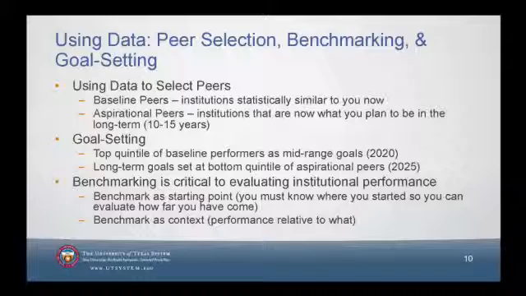One of the things we started to do was look at peer selection, benchmarking, and goal setting. We looked at which institutions are most similar to our institutions today, statistically similar. Those are our baseline peers. That gives us an idea of where we are now: we're like this group of institutions. That's how we know where we're starting. But the question is, where do we want to go? What are those institutions that we can look ahead to and say, wow, in 10 to 15 years, I really want to be doing that? So we selected the peers we wanted for our goal setting, our aspirational peers, and we use those to set goals.